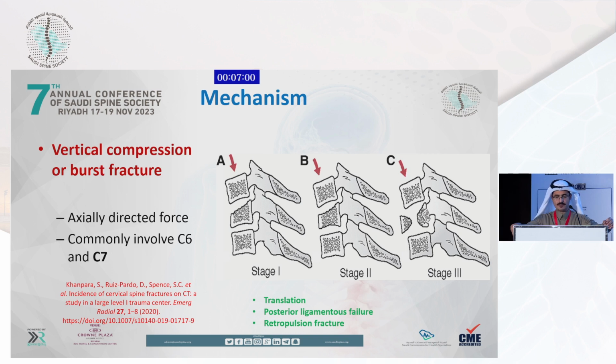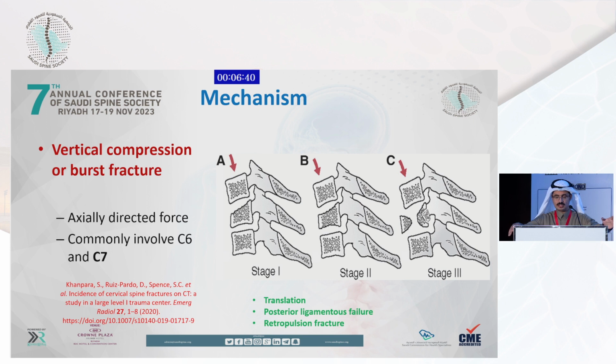Stage 1, failure of the superior endplates. Stage 2, failure of both endplates, superior and inferior. Both stages can be considered as a stable fracture, whereas in stage 3, there is a complete failure with the splitting of the vertebral body.